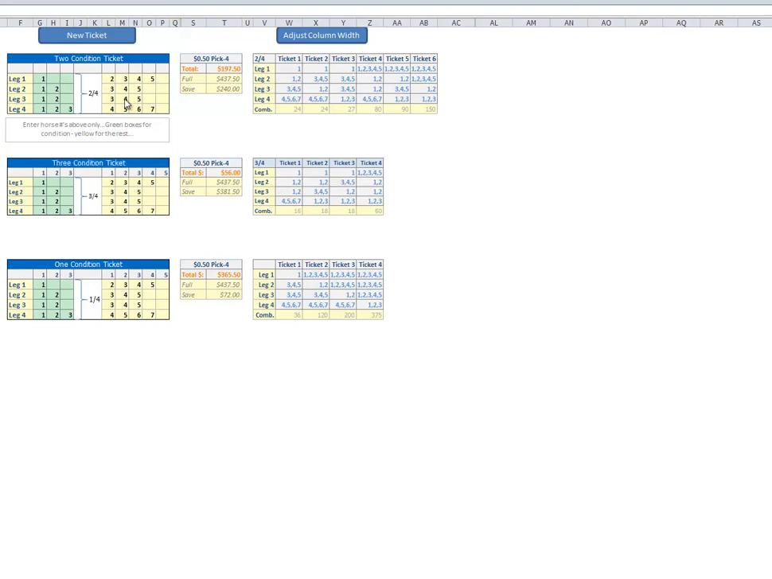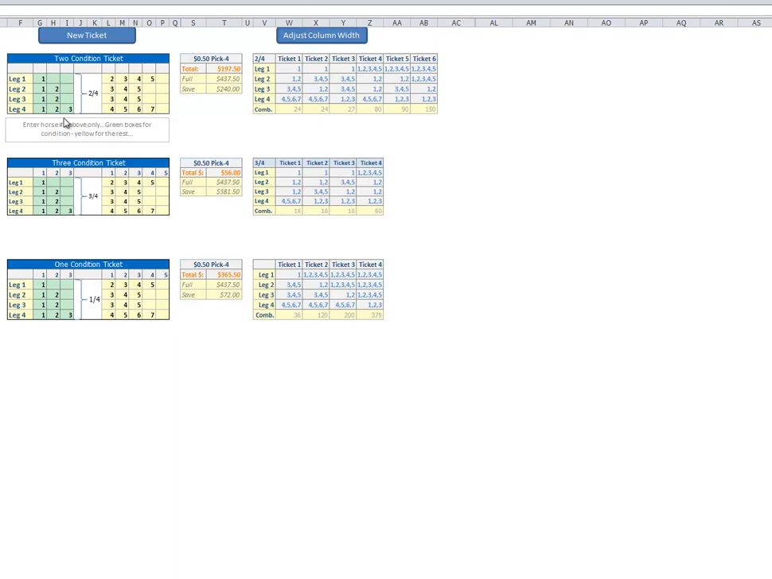If you were to play the full cost of this ticket, it would be 5 times 5 times 5 times 7, which would cost $437.50. If you use the condition, it'll be $197.50, which would be a total savings of $240 for a 2 out of 4 condition. If you were to use a 3 out of 4 condition, the cost of the ticket would be only $56. And obviously for the 1-condition ticket, which is the easiest one to hit, would cost you $365.50.